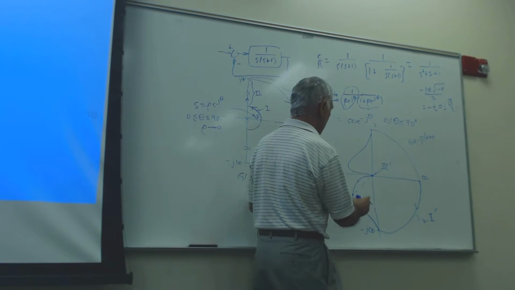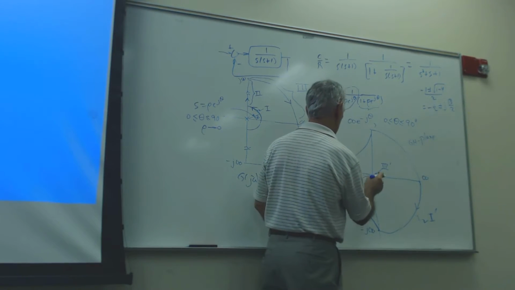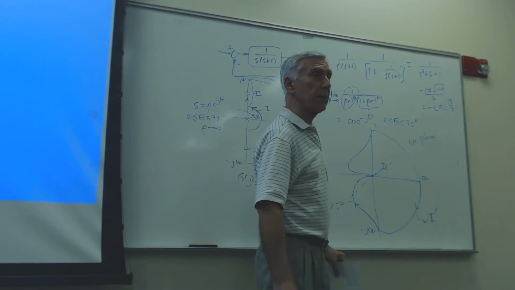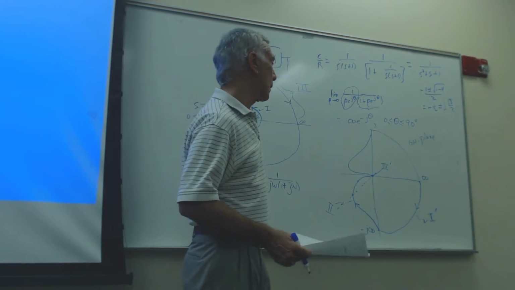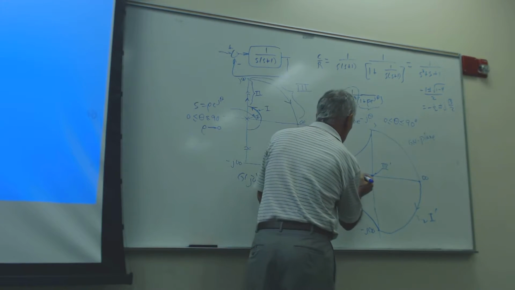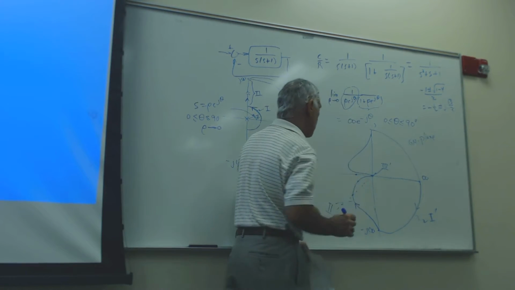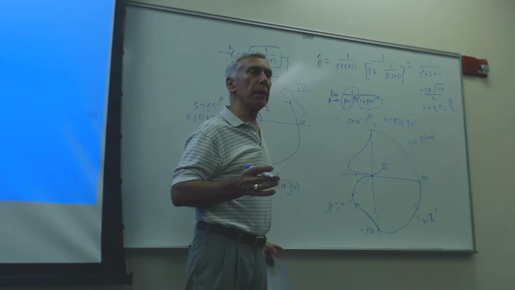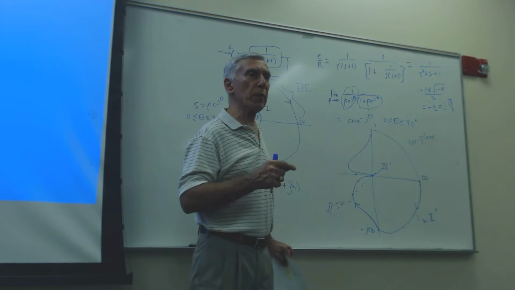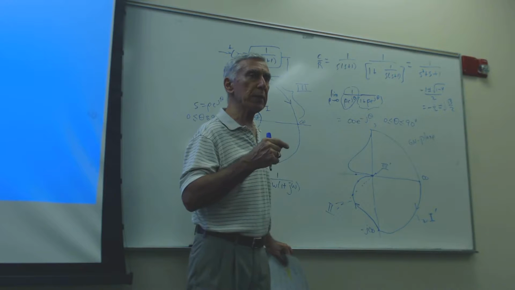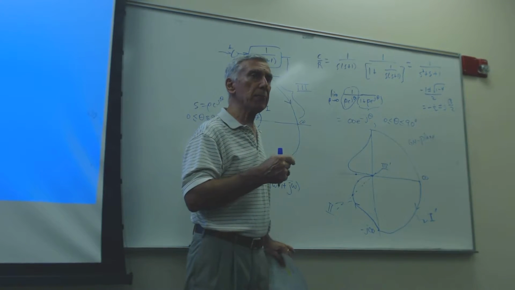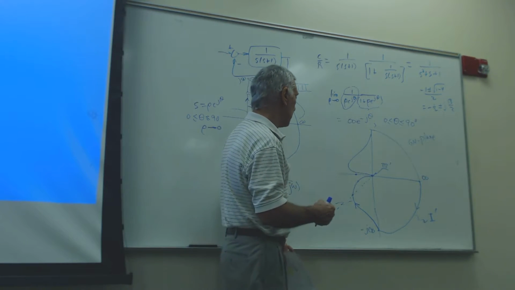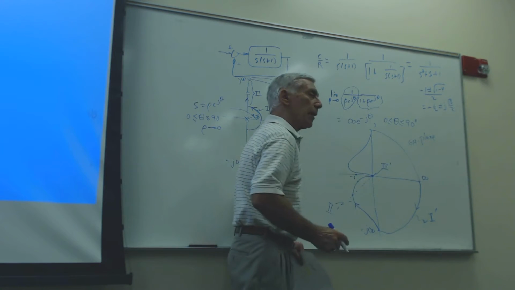Something like that. It's symmetrical. And then, well, the minus 1 point is here, right? Somewhere in there. It's not critical where exactly the minus 1 point is in this problem, because it's never going to hit the minus 1 point, right? And this is the minus 1 point.